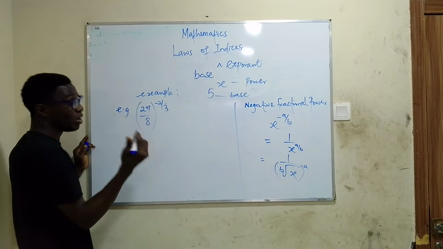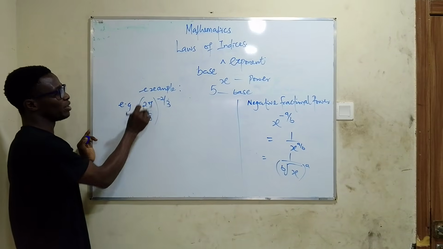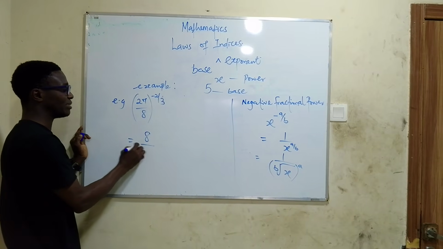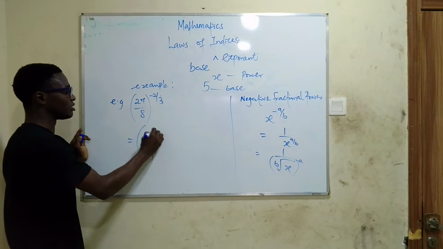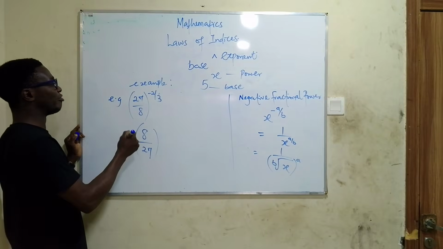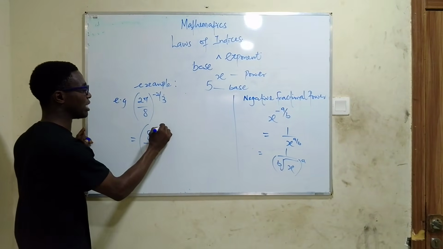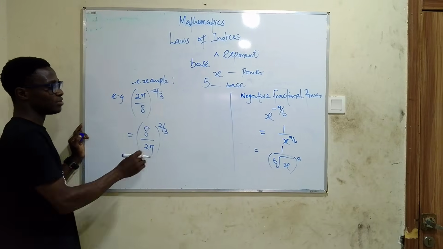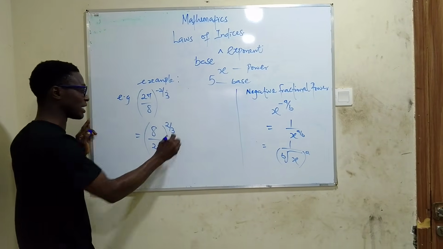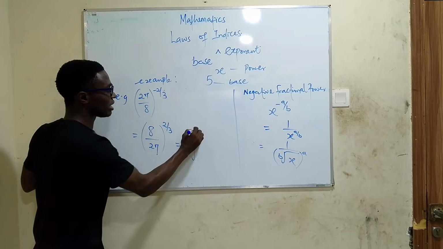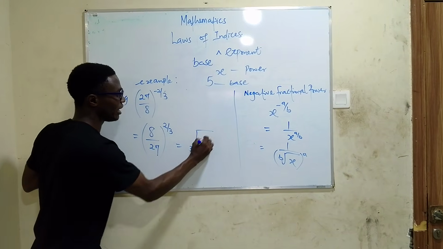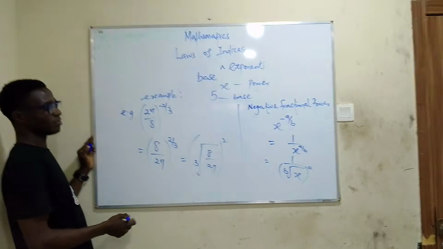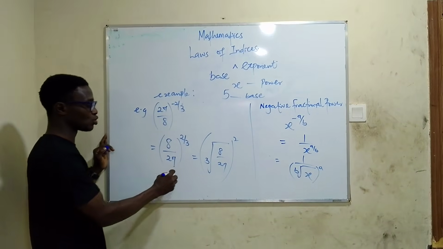Now, how do we achieve the inverse? 8 will represent the numerator and 27 will represent the denominator, and the power will now be 2 over 3 because we've done the inverse. So there's no negative sign again. Now we have the cube root of 8 over 27, all squared.